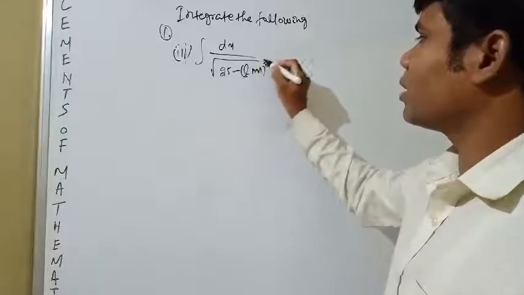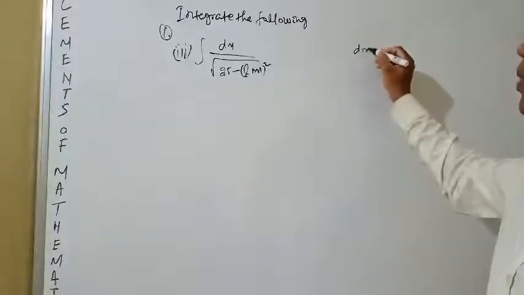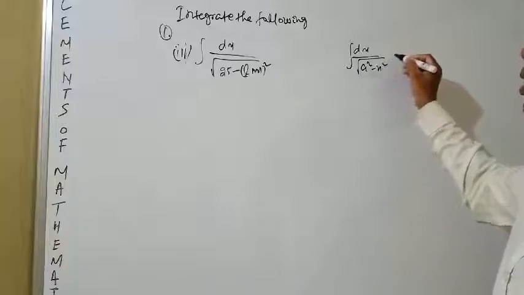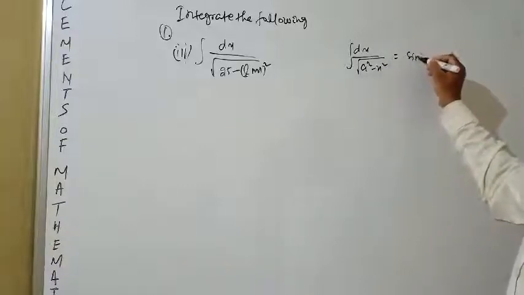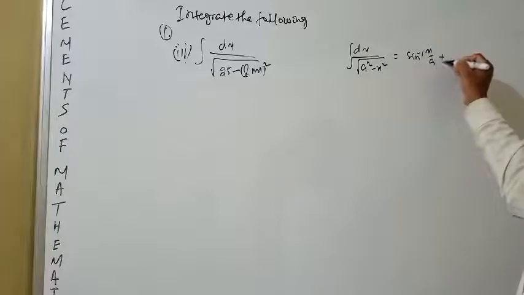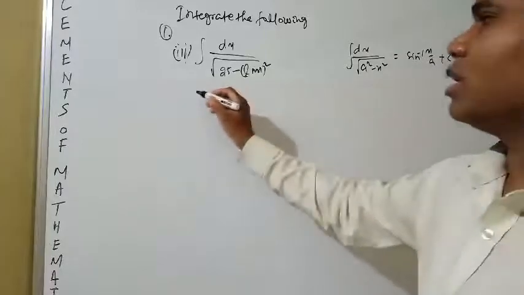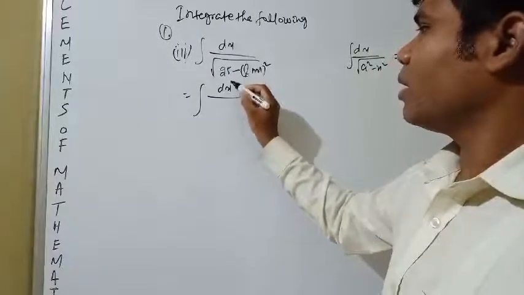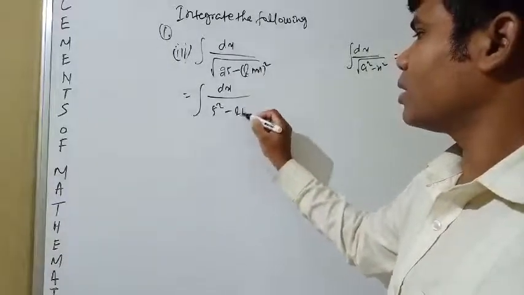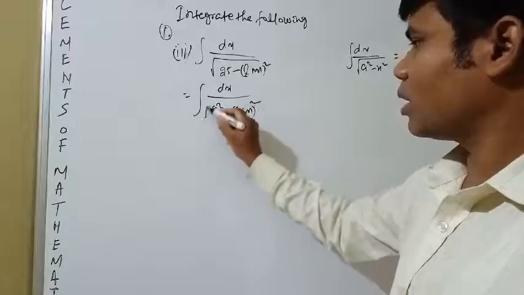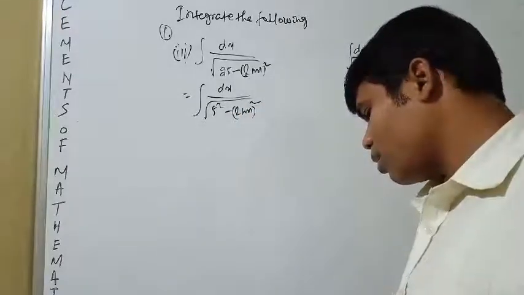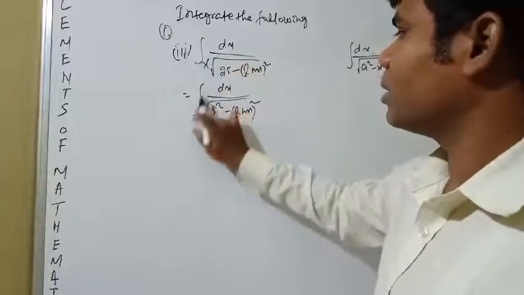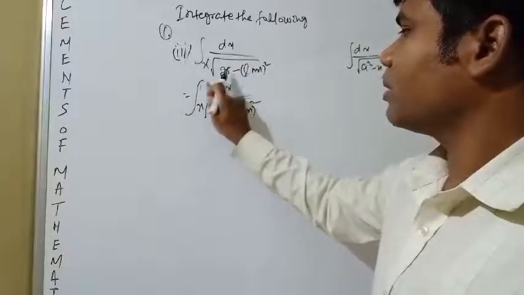You know the formula: integration of dx by root over a square minus x square is equal to sin inverse x by a plus c. Here it is equal to dx by root over 5 square minus (ln x) whole square. Here x is given, sorry for this.